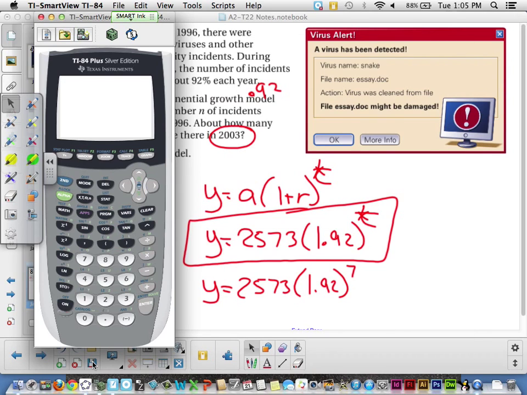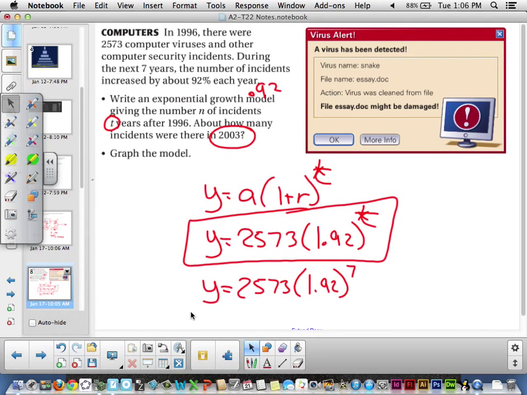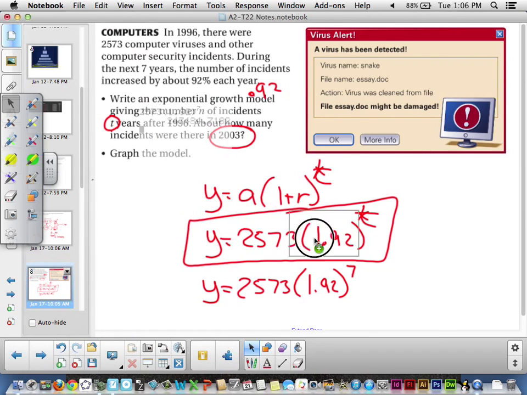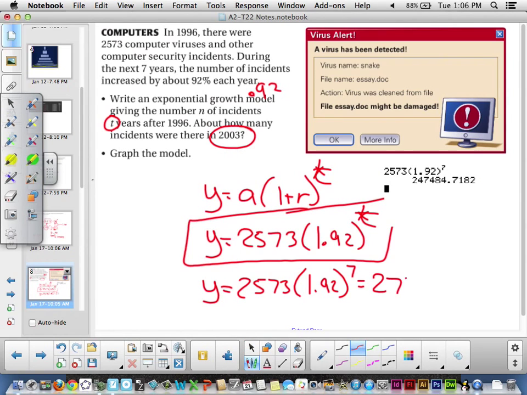All right, so we'll plug that in. 2573 times 1.92 to the 7th. There were approximately 247,000 incidents, sorry.